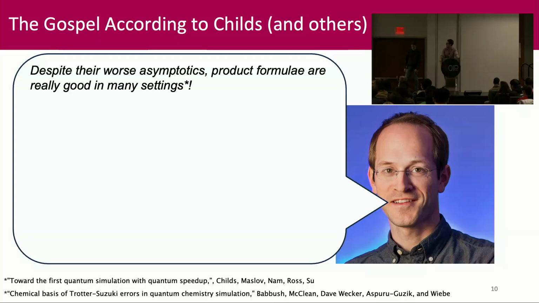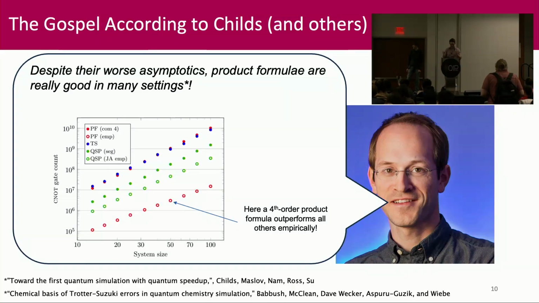So despite the worst asymptotics of product formulae, they often actually perform really, really well. And this is a graph from a previous paper where we're looking at Hamiltonian simulation to some precision. You can see that the gate counts for fourth order product formulae actually outperform quantum signal processing quite significantly. This may not be generically true, but at least in some cases, it is true. And other people have also noted this.